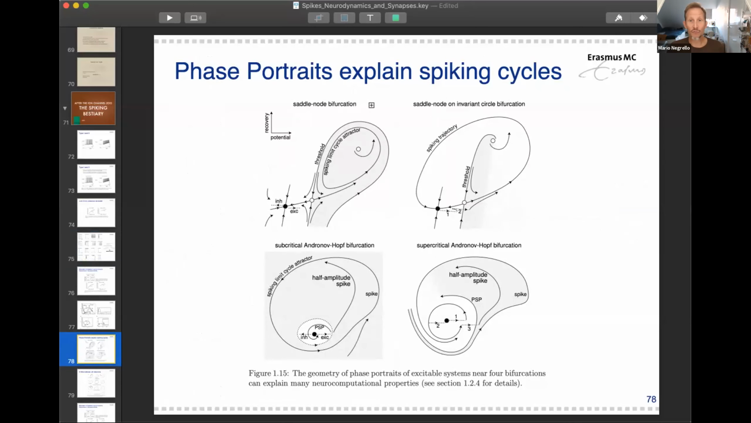There are two more bifurcations: the subcritical Andronov-Hopf and the supercritical Andronov-Hopf. Now, you've learned about the fact that there are stable limit cycles. What you didn't know up until now is that there are also unstable limit cycles. And that's the Hopf bifurcation.